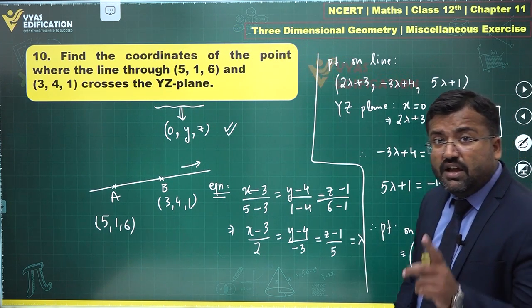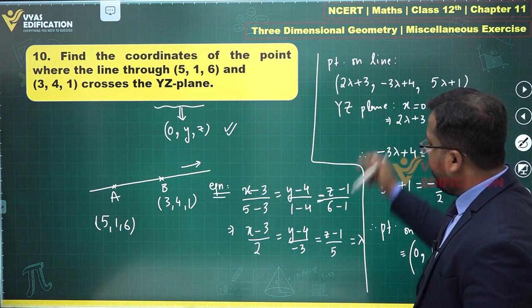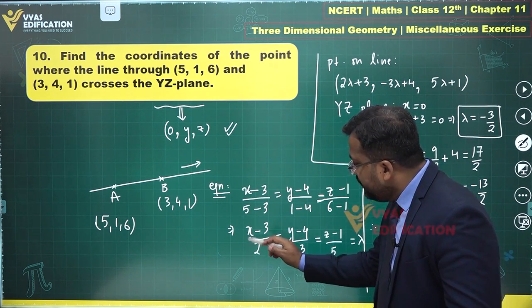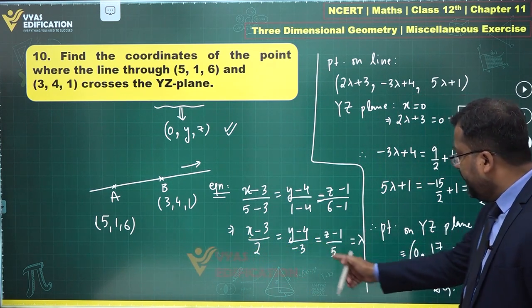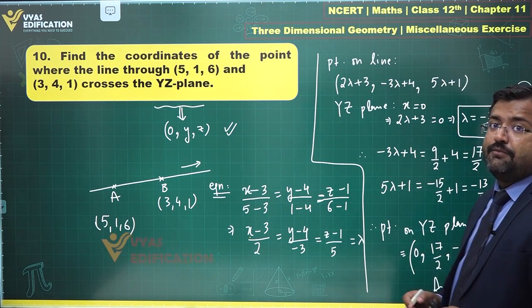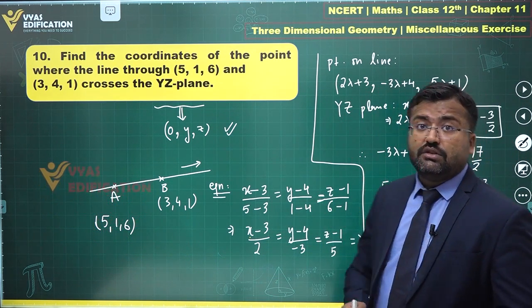As you can see over here, just one important thing: instead of going in that direction of lambda and all, you could have directly put x equal to 0 and solved for y and z to give you that particular point, and you will directly obtain this. Is that all? Yes, that's all in this 10th question.